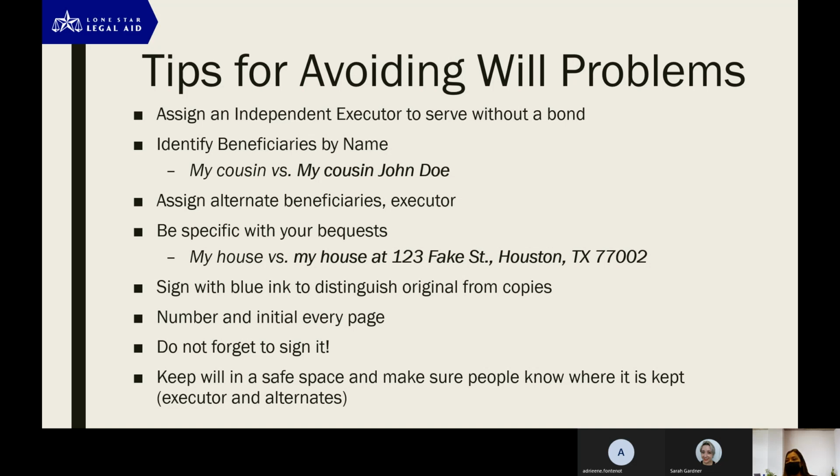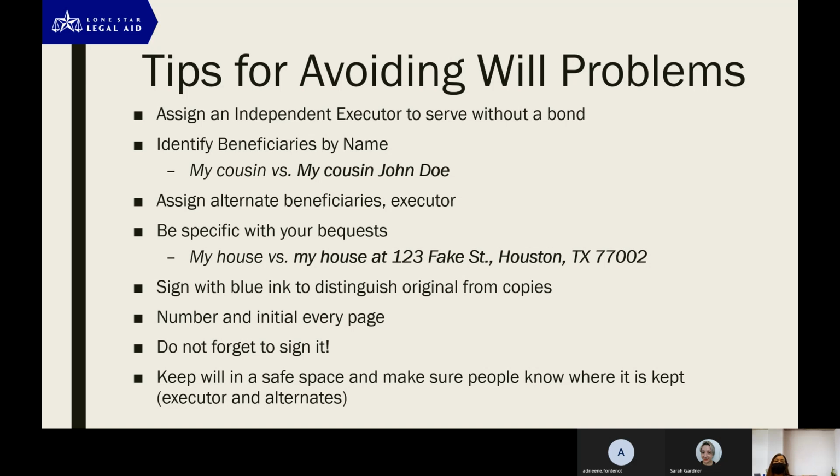You want to be specific with your requests, especially if there's more than one similar item that you are disposing of. For example, if you have a vehicle and a truck, it's best if you identify them by VIN numbers or be as specific as possible. The example here is your house. If you have only one house, that may be enough for the court, but you also want to include the legal description or just the general address that identifies your house. So for example, instead of just saying, I want my cousin John Doe to take my house, you want to put, I want my cousin John Doe to take my house at 123 Fake Street, Houston, Texas, 77002, for example.